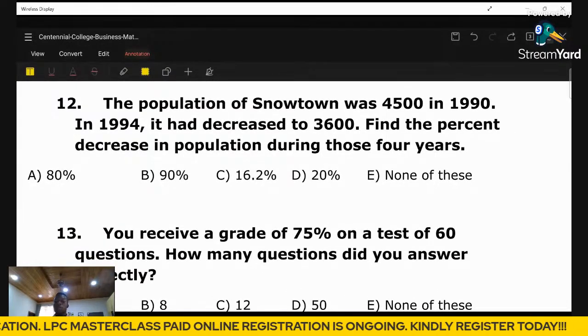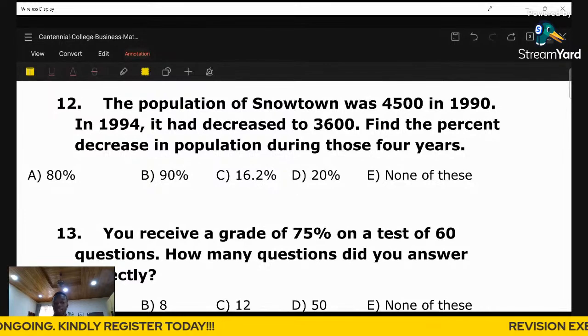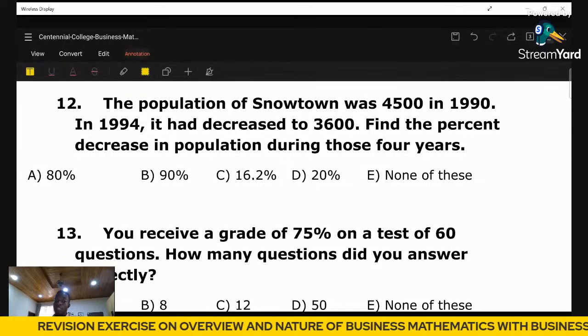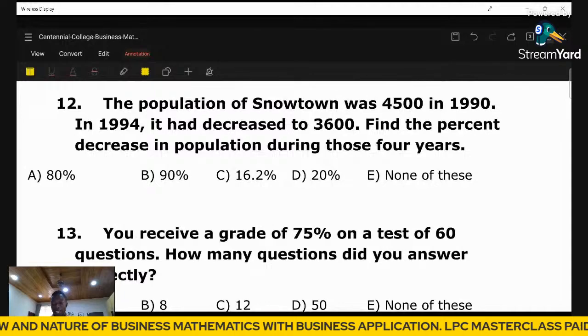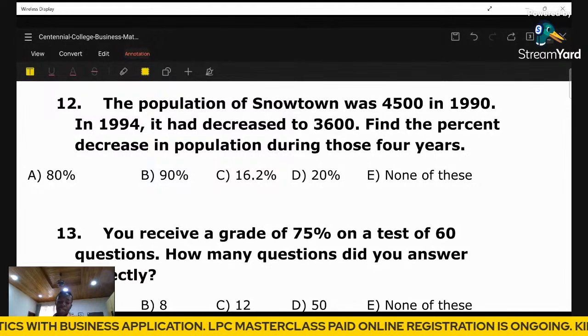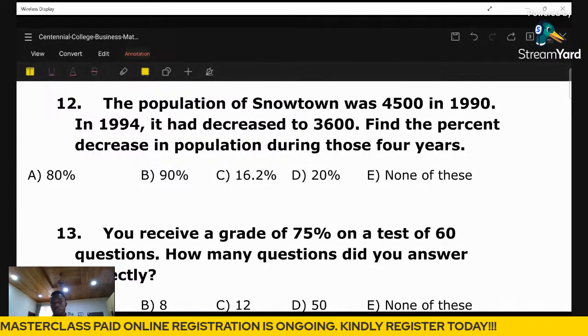The population of Snowtown was 4,500 in 1990. In 1994, it decreased to 3,600. Find the percentage decrease in population during those 4 years. So realize that in the year 1990, the population was 4,500. But in the year 1994, it dropped to 3,600. What would have accounted for this?